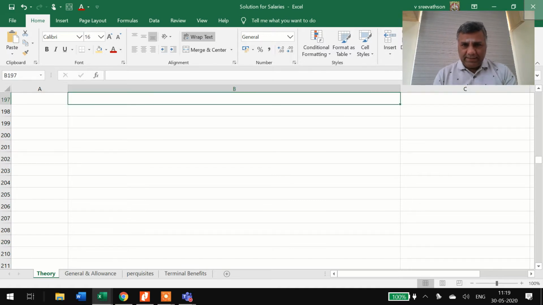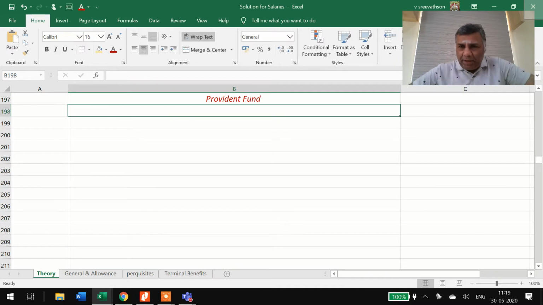The heading is Provident Fund. Neither a perquisite, so it's a separate heading. I can't call it a perquisite, I can't call it a terminal benefit. It has both aspects. Provident Fund. Friends, this is a welfare scheme, or we also call it a compulsory savings scheme. What is Provident Fund? Compulsory savings scheme.